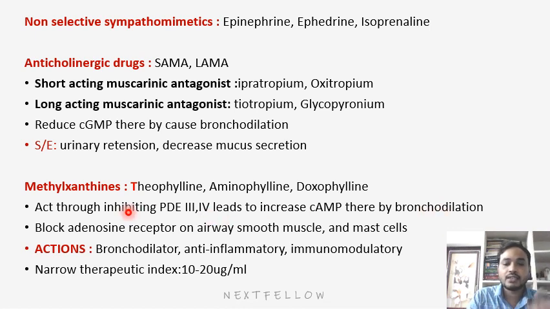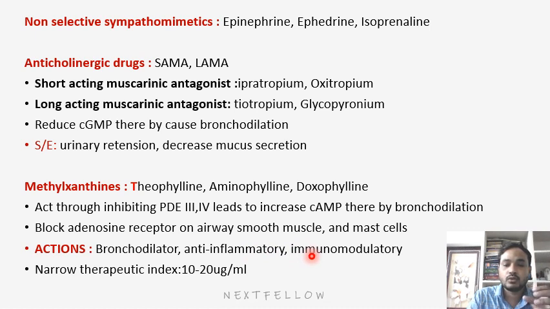They have another property, that is blocking of adenosine receptors on smooth muscles and also on mast cells. Thereby mast cell degranulation is inhibited, and adenosine receptor inhibition also causes bronchodilation. Other than bronchodilation, these drugs also have anti-inflammatory and immunomodulatory effects.